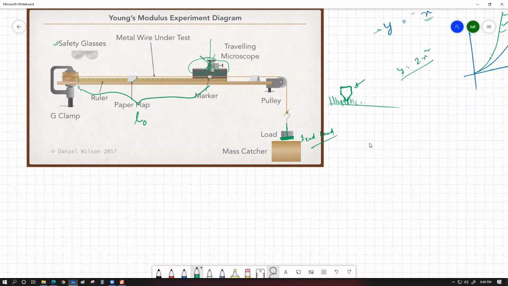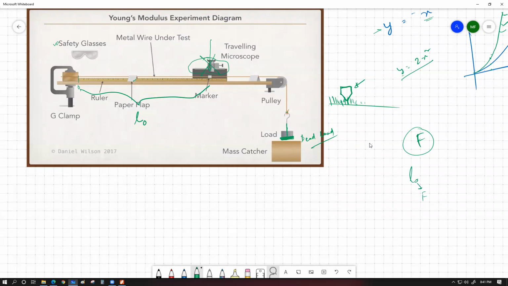L naught represents the L at 0 force. So in this case, the variable factor is the force over here. We're going to increase the load, and by reading the mass value from the load, we can convert that into weight, and that weight can be considered as the applied force onto the wire. So this is the force, which is a variable. Whenever we write L naught, it means this is the length L when the force is 0.